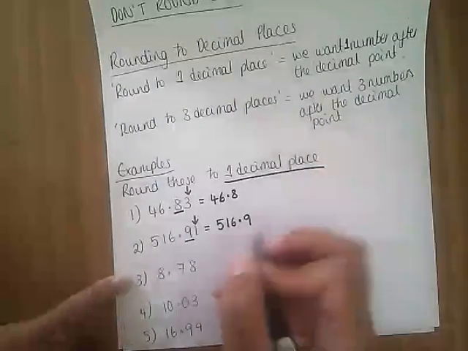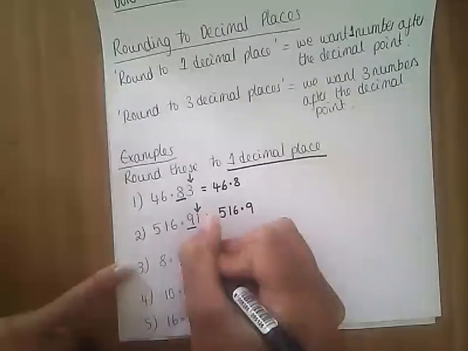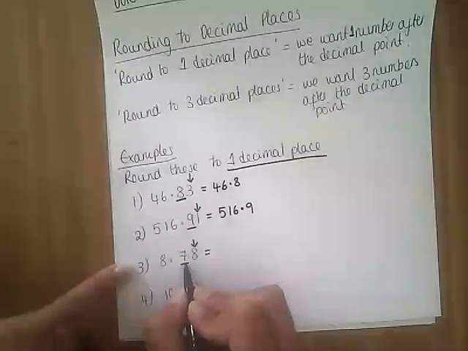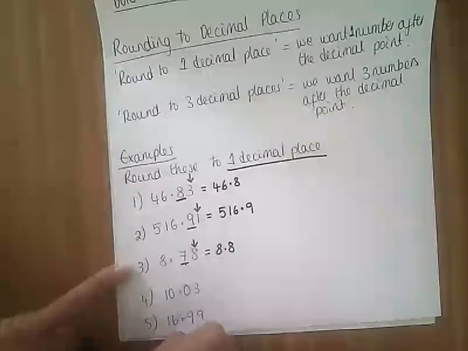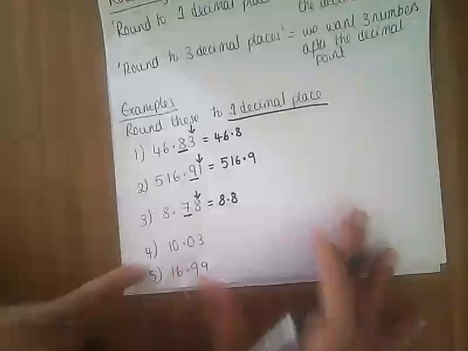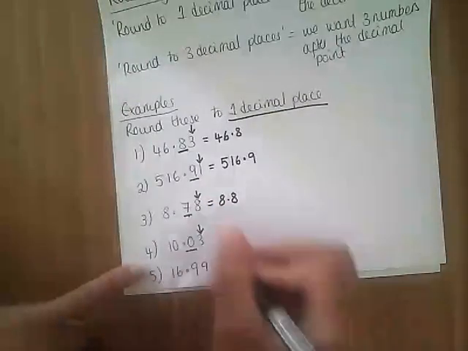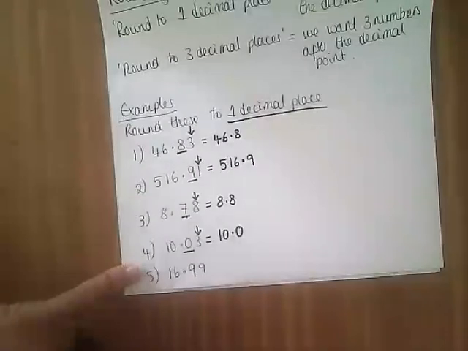Question 3. 8.78. So here's the first decimal place. Is the number next door 5 or more? Yes. So instead of that being a 7, it goes to the next number up, so it goes to 8. If the number next door is 5 or more, you round up. So that stays as an 8 at the beginning, and that goes to an 8, 8.8. Question 4. First decimal place. Is the number next door 5 or more? No. So it's 10.0.